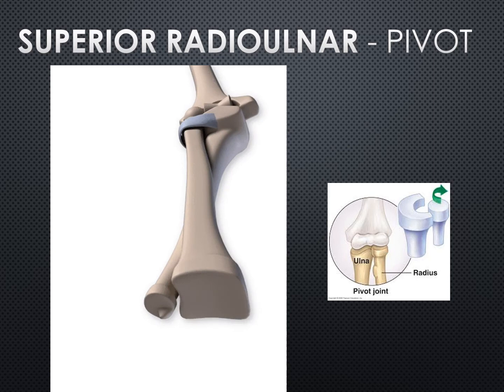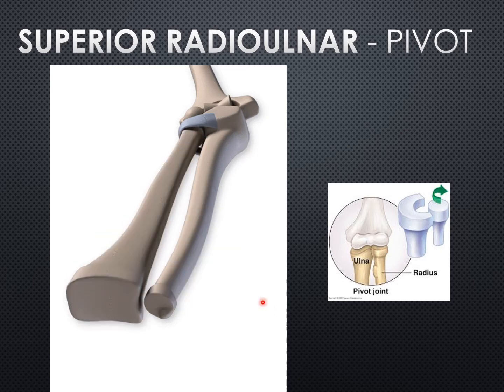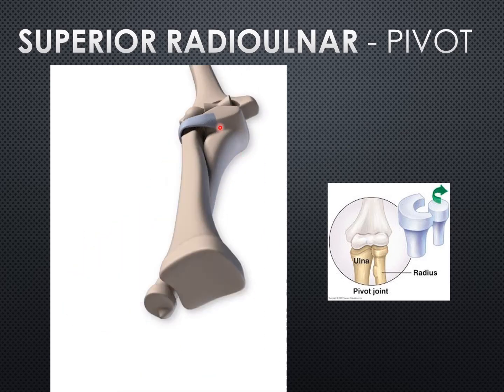This is the superior radio-ulnar joint. These are the bones of the forearm. This is the ulna and this is the radius. The radius is rotating. So you can see this is the superior radio-ulnar joint.